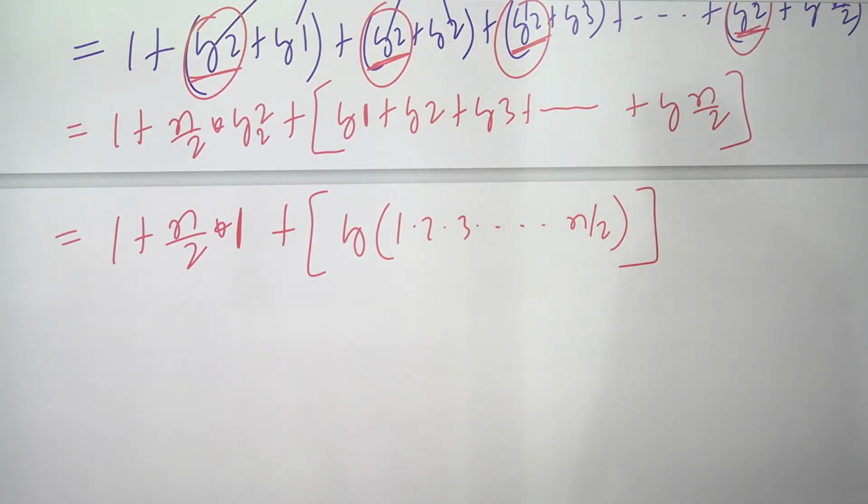Log m plus log n is log mn. Log m plus log n is log of mn. In a similar way, log 1 plus log 2 plus log 3 and so on up to log n by 2 can be written as log of 1 into 2 into 3 and so on up to n by 2.